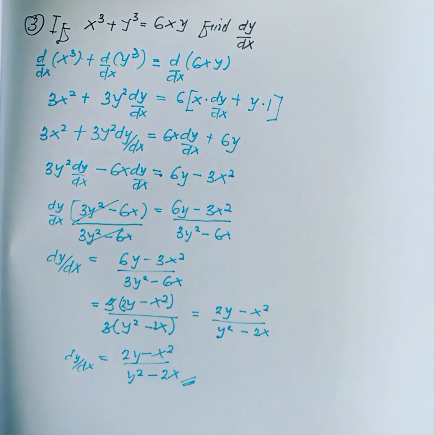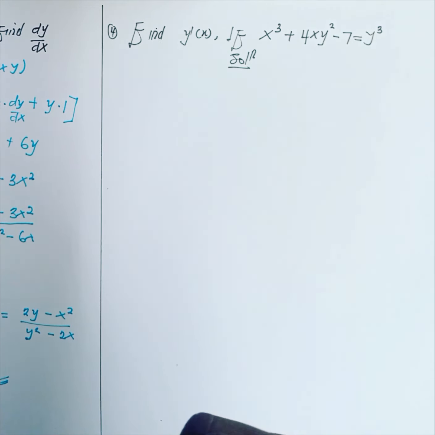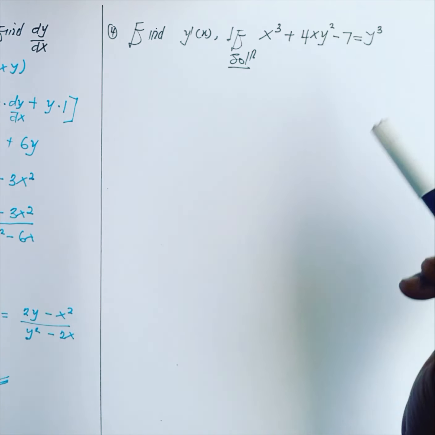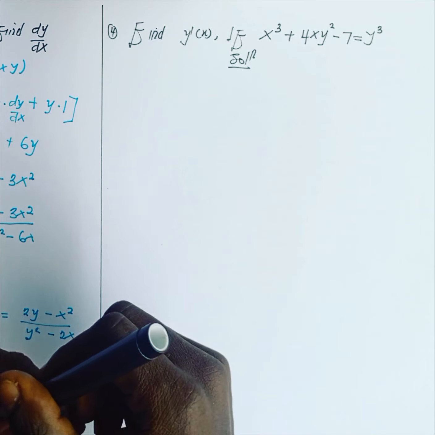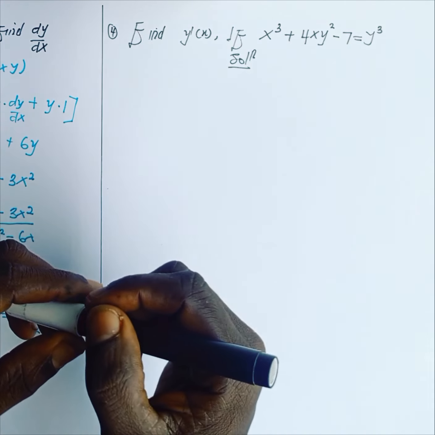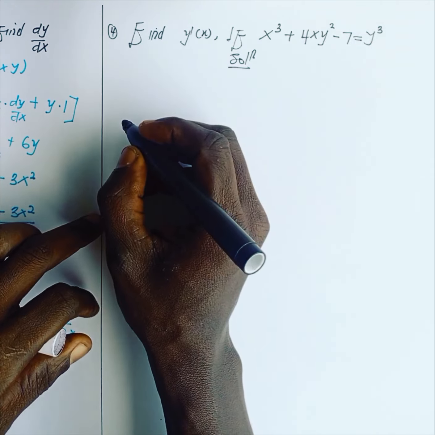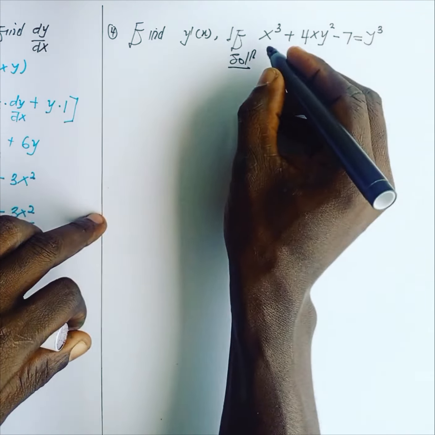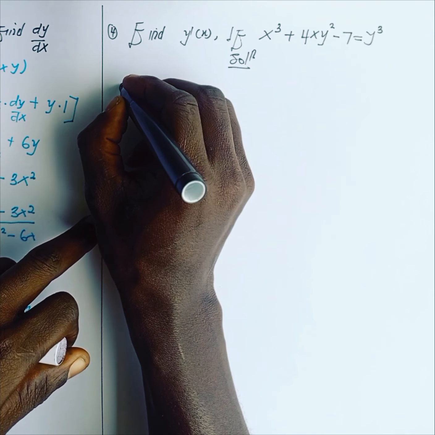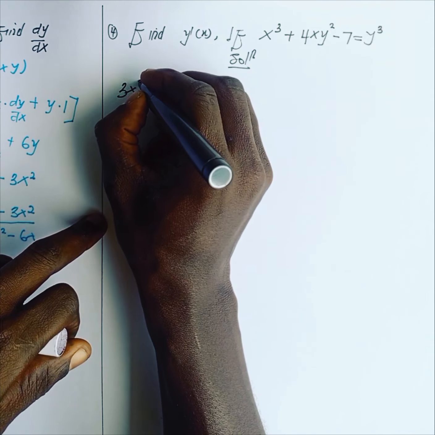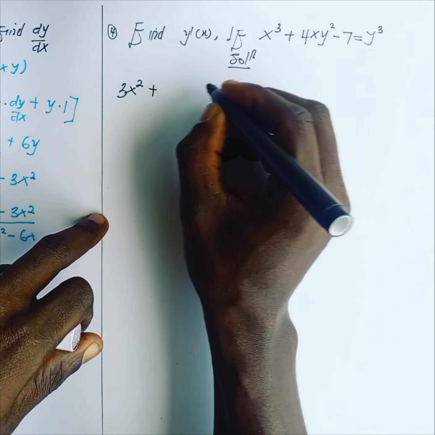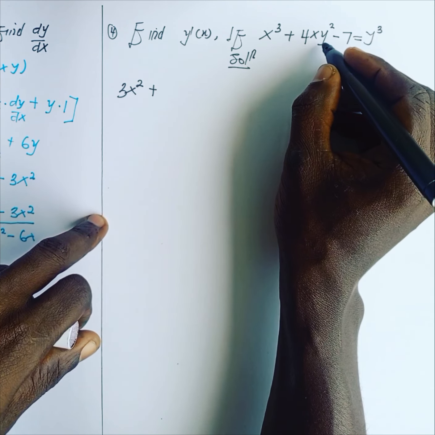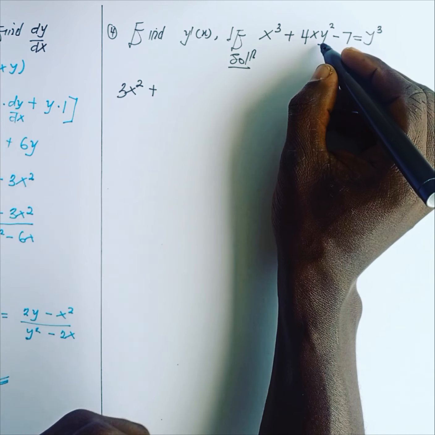We take the next. So how are we going to find the derivative of this very function? Applying the same method, we differentiate both sides of the equation. When we differentiate x cubed, we get 3x squared plus, now this we have a product of two variables, so we have to apply the product rule.